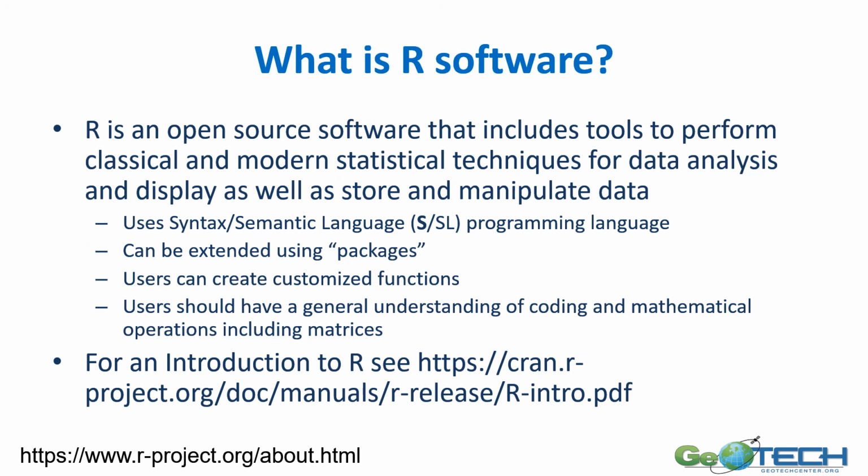R software is often mentioned as one way you can do statistical analysis. R is open source software that includes tools that can perform classical and modern statistical techniques and help you with your data analysis and display. It can store your data and help you manipulate it. It uses programming languages, syntax and semantic languages, and can be extended using packages that work well with it. Users can also customize those functions. In order to use it successfully, though, you really do have to have some understanding of coding and mathematical operations, including matrices. There's a good introduction to R at this link below.